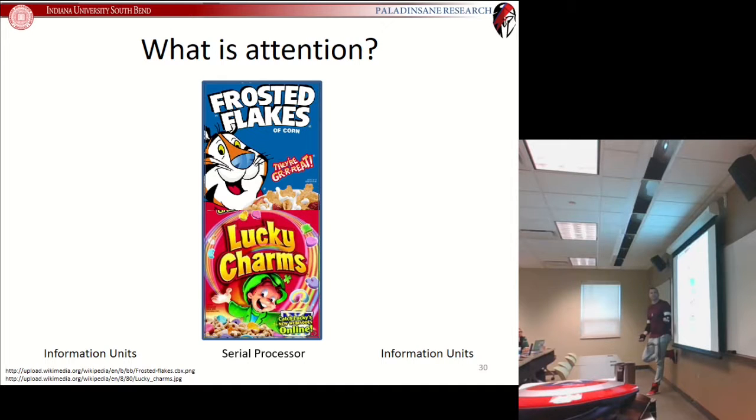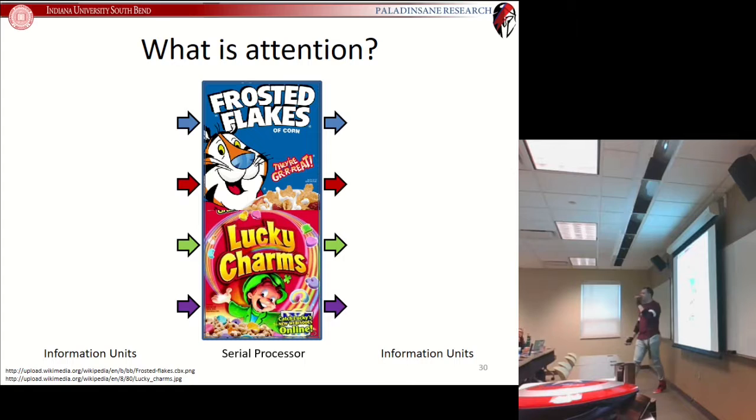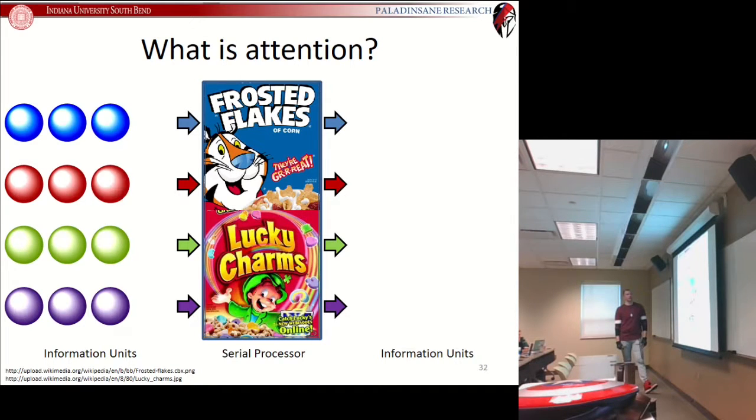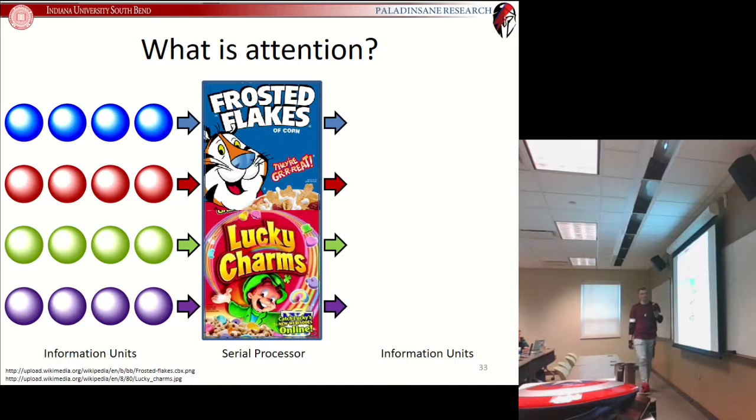A serial processor has inputs and it has outputs. And let's take a look at how it would process those same 16 pieces of information. So once again, we have these 16 pieces of information coming in, this time to the serial processor. But the difference here is that a serial processor can only do 1 piece of information at a time.